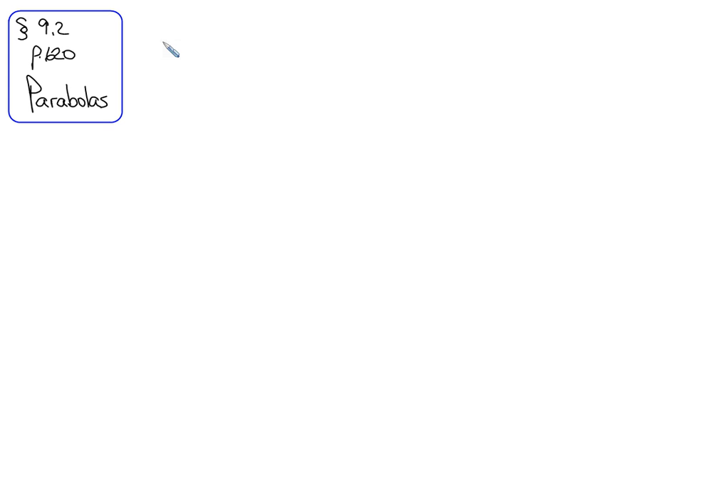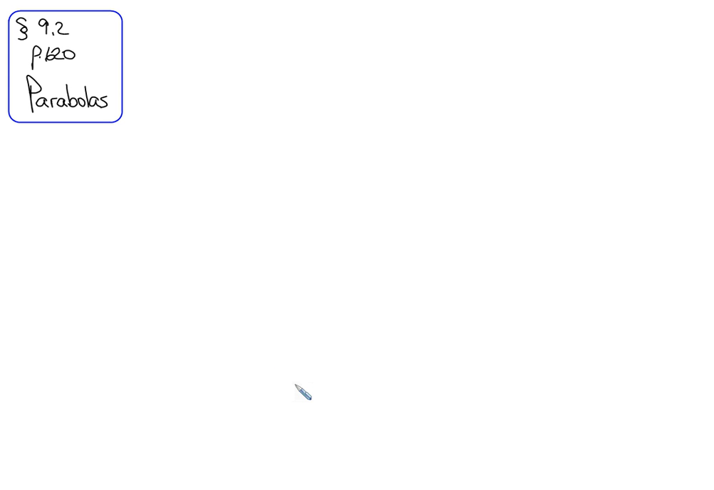So where we are now is section 9.2, page 620, and the second of our conic section shapes is the parabola. So again, we have only ever looked at parabolas from the quadratic equation point of view. Now we're going to look at them from the conic section point of view. We're going to look at how parabolas are actually created, how they're generated, which is something you guys have never really talked about before.